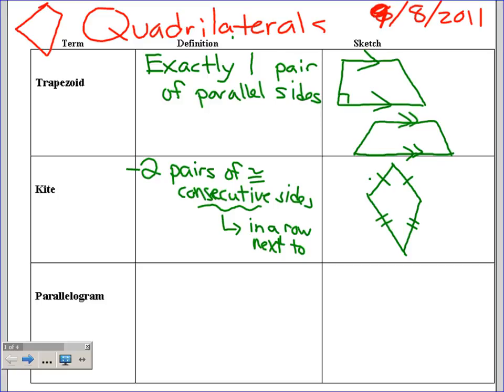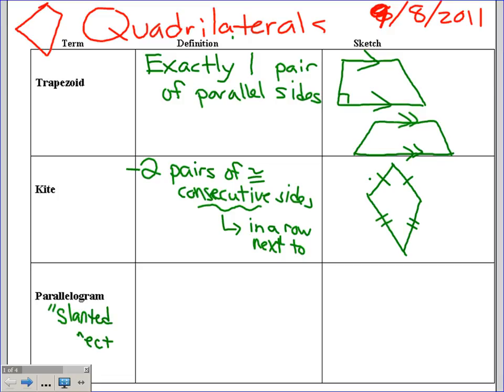Okay. Parallelogram. Hopefully this is easy. I'm going to put this over here. This is a slanted rectangle. I'm going to put that in quotation marks. That's just the way I think of it. I think of it as a slanted rectangle.